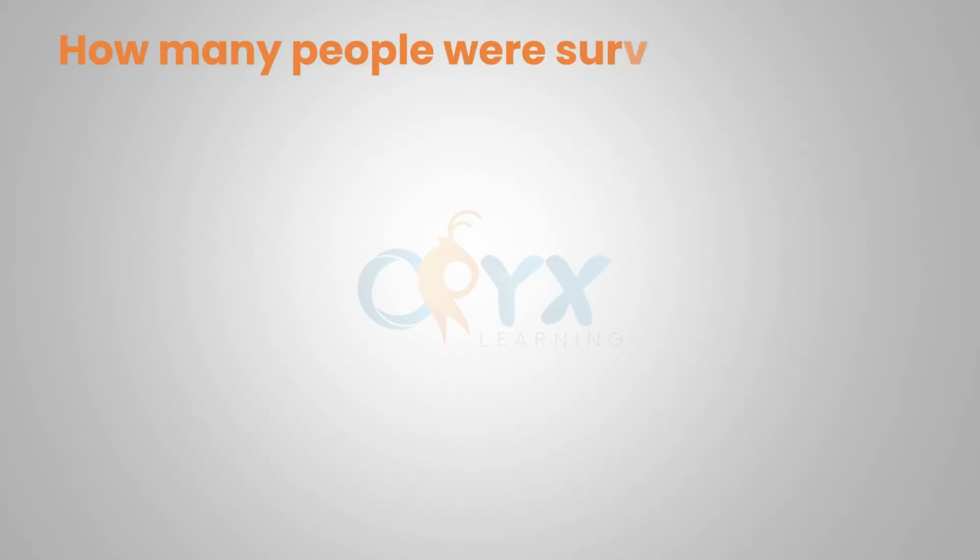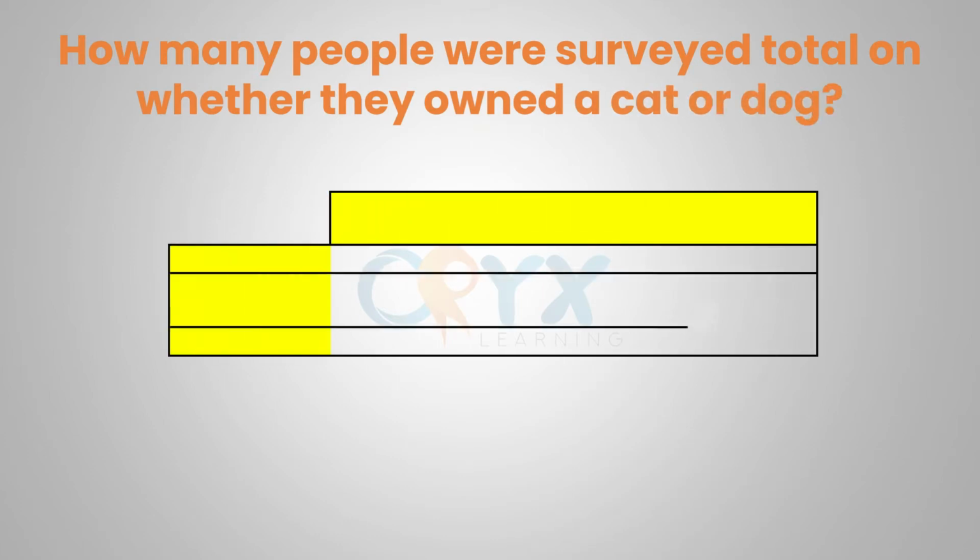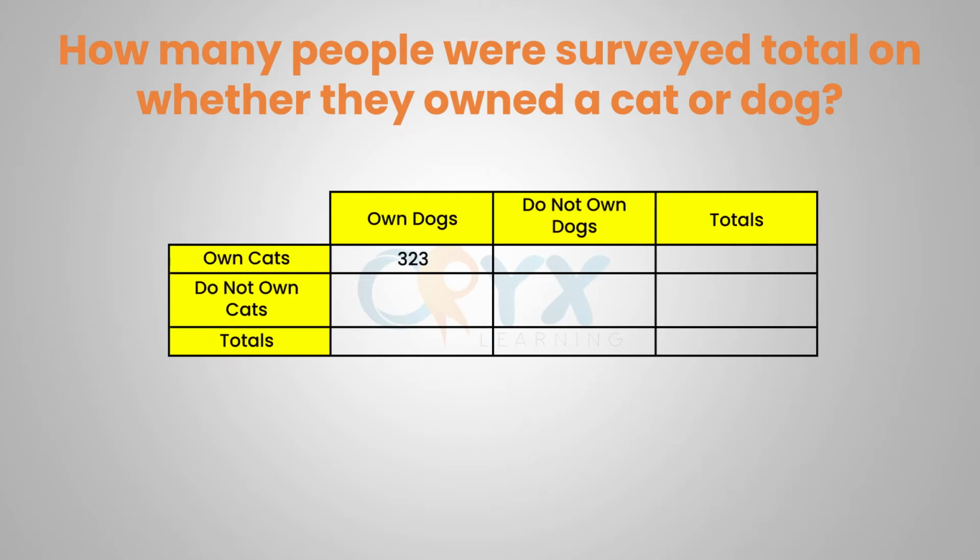How many people were surveyed total on whether they owned a cat or dog? As we can see by the columns, the people that own a dog and the people that do not own a dog, their totals are listed. If we add those together, those would give us the total number of people surveyed. We can also do the same idea with the rows, adding together the number of people that own cats with the number of people that do not own cats. This should give us the same total. So 779 plus 191, or 440 plus 530, will both result in 970. So there's 970 people that were surveyed.